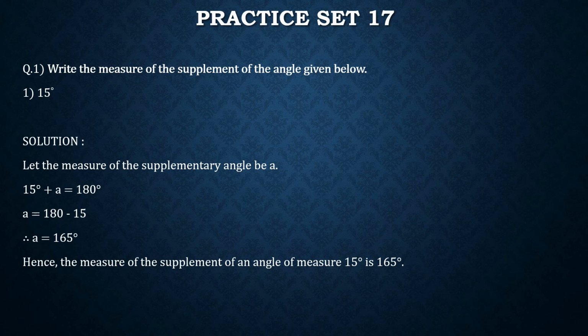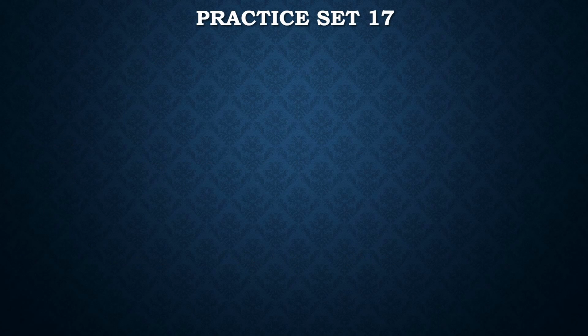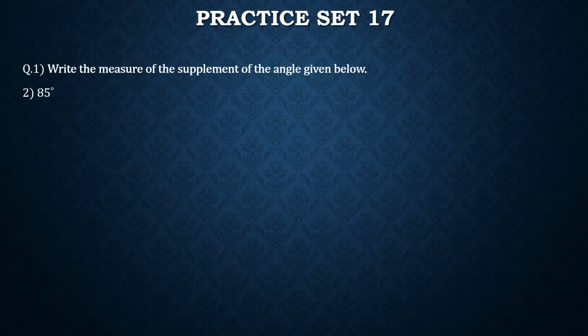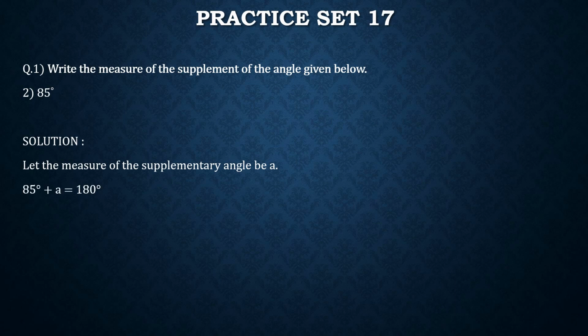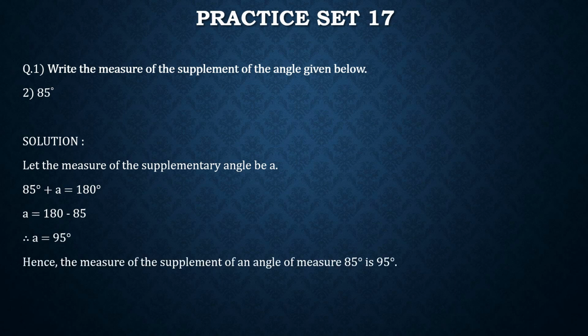Second sum, 85 degrees. So we have to find the measure of supplementary angle of 85 degrees. Solution. Let the measure of supplementary angle be A. 85 plus A is equal to 180 degrees. So A is equal to 180 minus 85. Therefore, A is equal to 95 degrees. Hence, the measure of the supplement of an angle of measure 85 degrees is 95 degrees.